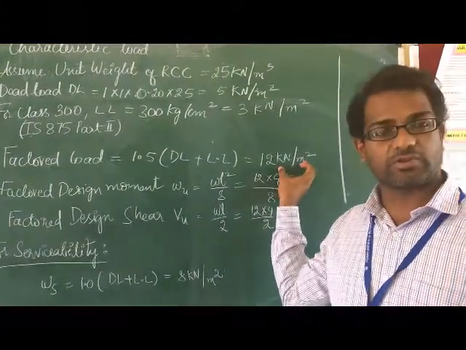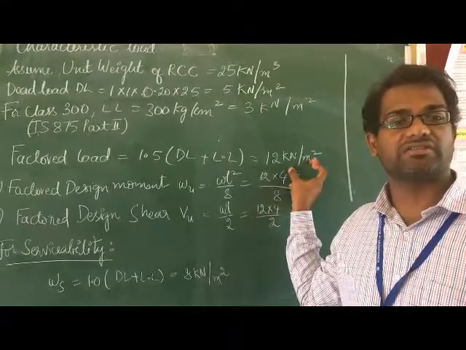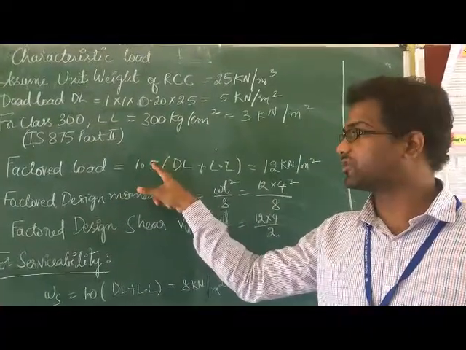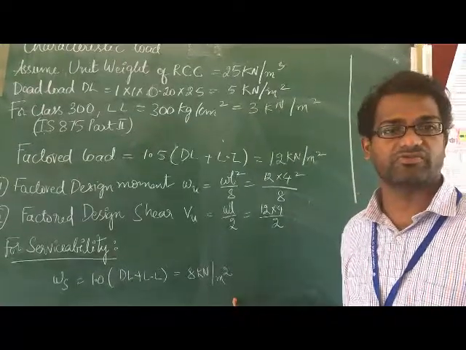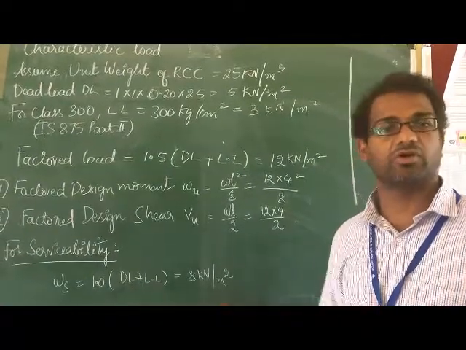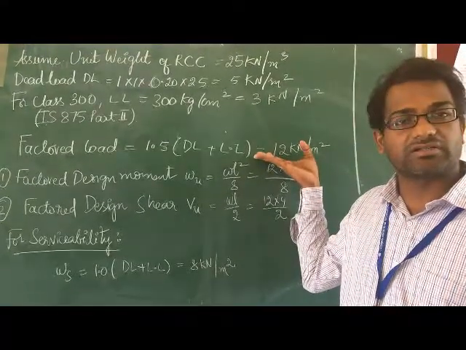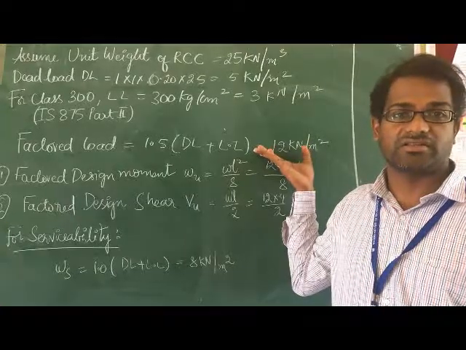So this 12 kN per square meter is the maximum factored load which needs to be carried by the slab in its life period, because we are multiplying by 1.5. If you replace it with 1, you will get the service load as 8 kN per square meter. This is the working load which is always expected on the slab. This is the factored load which is expected at any time in its design period.